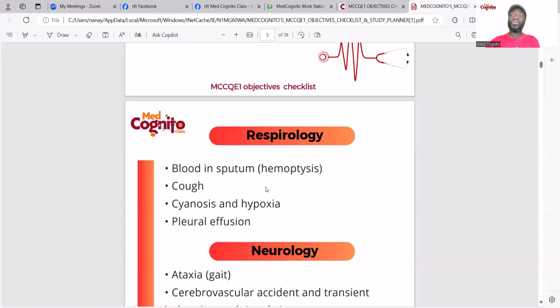Now, when you get to respirology, these are the only topics you need to master. So, blood in sputum, but blood in sputum may have so many causes, like bronchogenic carcinoma, tuberculosis, pneumonia. Under every objective, there are causal conditions and you need to know them. And then cough is also there.